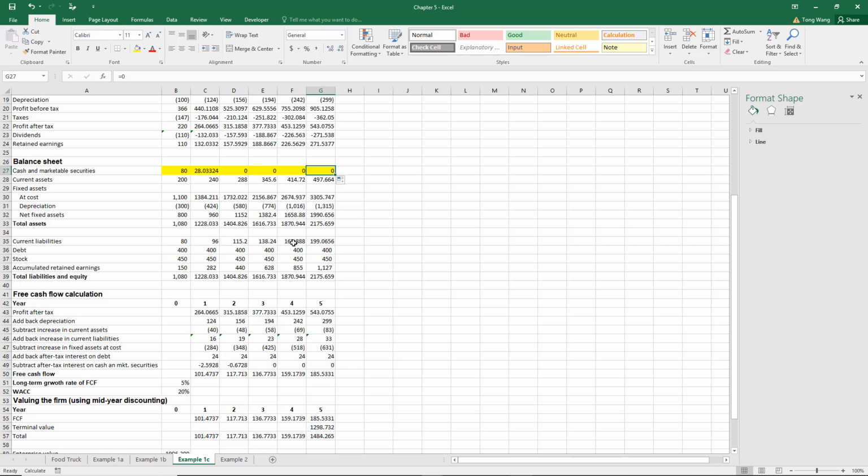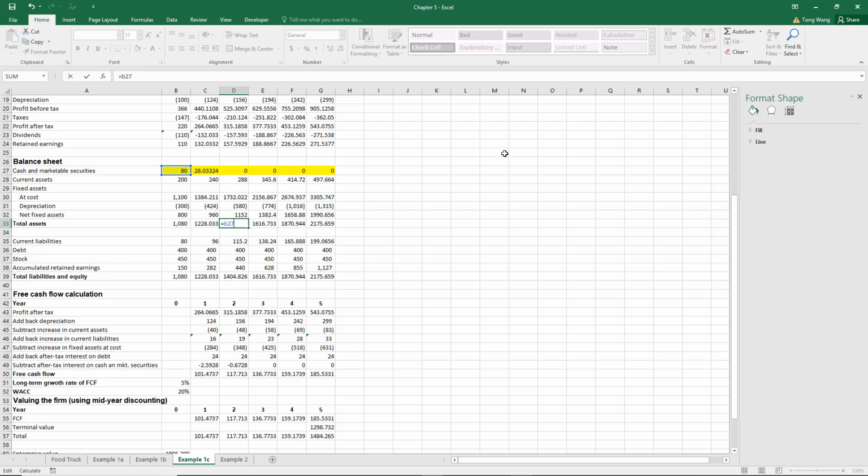So we don't hold any cash, and to be able to maintain such a cash level, we have to go out and issue more debt or stock. So let's see, how much debt do we need to issue? Suppose we're going to use debt. To do that, we're going to recalculate our balance sheet numbers. Obviously these numbers are not correct anymore.